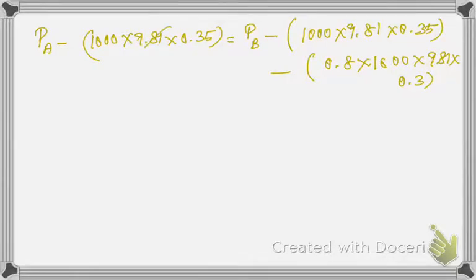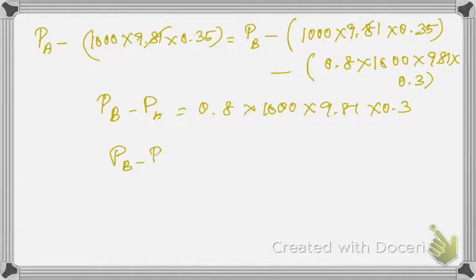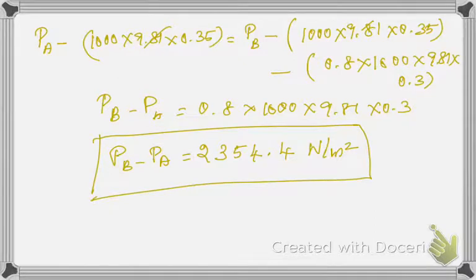So these two things we can cancel off. So I can take it like this, bringing PB minus PA, which will be equal to 0.8 into 1000 into 9.81 into 0.3. So PB minus PA will be equal to 2354.4 Newton per meter square. So this is going to be my answer.